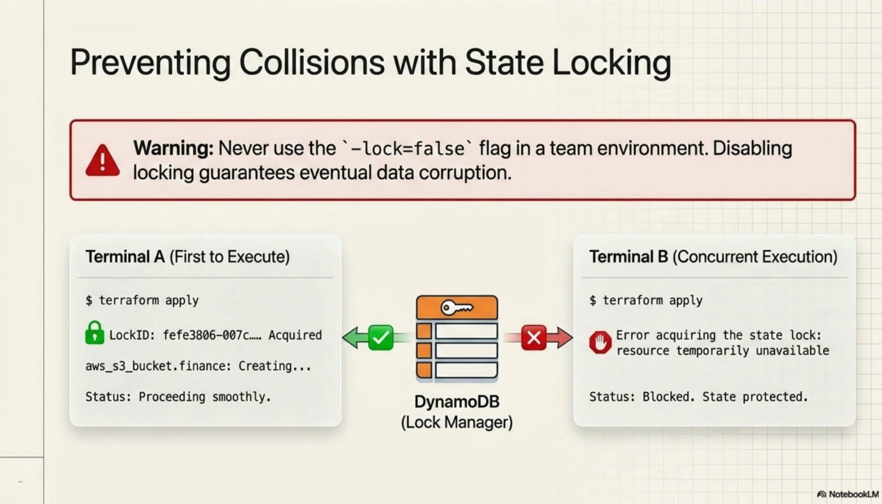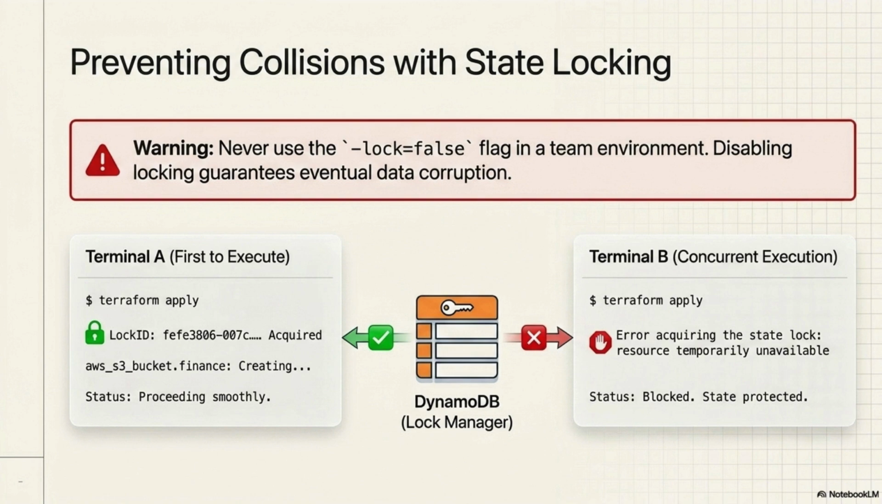Preventing collisions with state locking. When multiple people run Terraform at the same time, things can break. State locking prevents that. With AWS, DynamoDB manages the lock. Only one operation runs at a time. Never disable locking in a team setup.